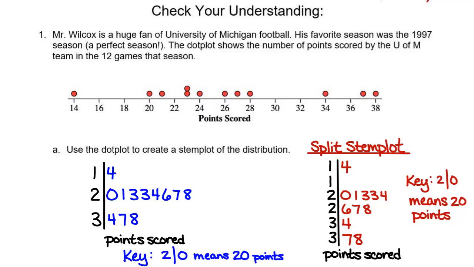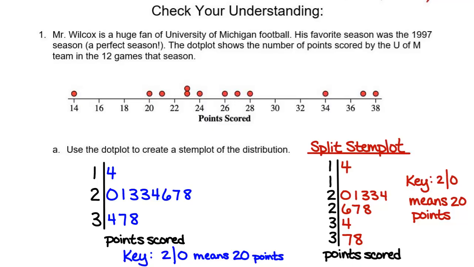And then we record any values that are 20 through 24 with this first 2, 25 through 29 with the second 2, 30 through 34 with the top 3, and 35 through 39 with the bottom 3. Once again, you do have to label what this is a graph of. So it has to be labeled as points scored, and you do need a key to go with that. Please, please, please make sure that you have those pieces with all of your graphs, here and then here.